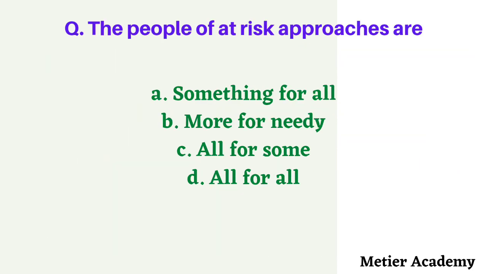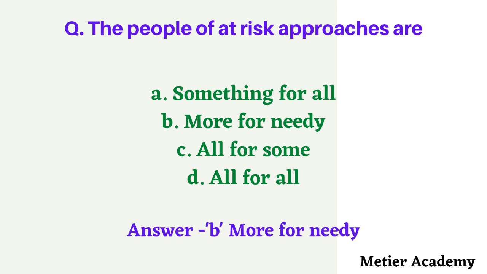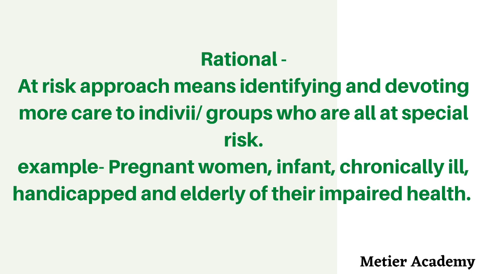The people at risk approaches are something for all, more for needy, all for same, all for all. It is a very easy and direct question, and here the correct answer is option B, more for needy. The rationale behind this is, at risk approaches means identifying and devoting more care to individuals or groups who are at special risk. For example, pregnant woman, infant, chronically ill patient, handicapped and elderly patients.